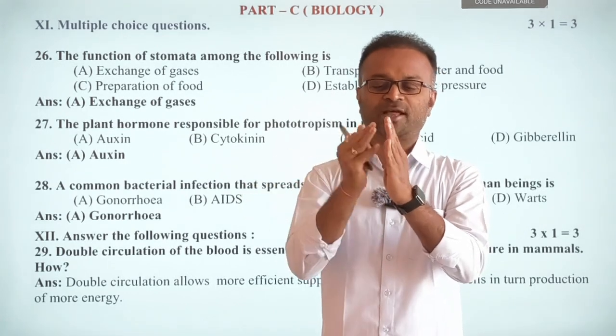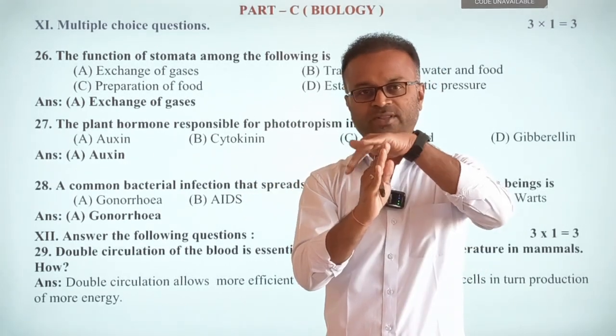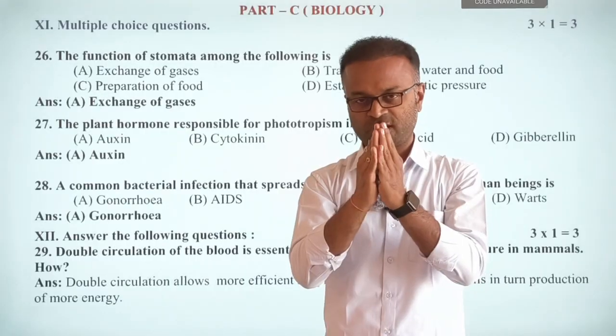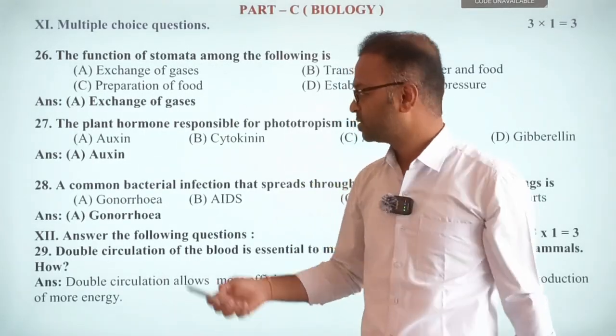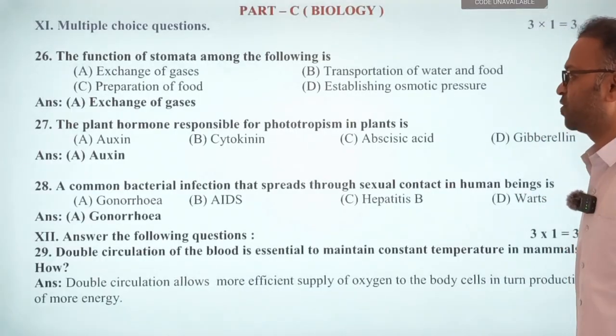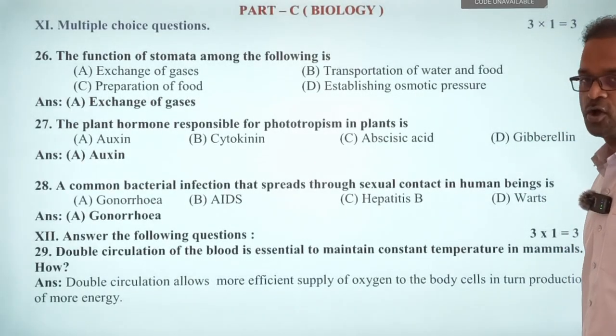So in this part only cell elongation will happen. This part where the light is falling, there is no auxin hormone. So slowly what will happen? They start bending towards the light. So the plant hormone responsible for the phototropism in the plant is the auxin.